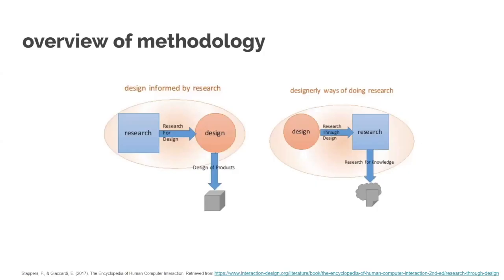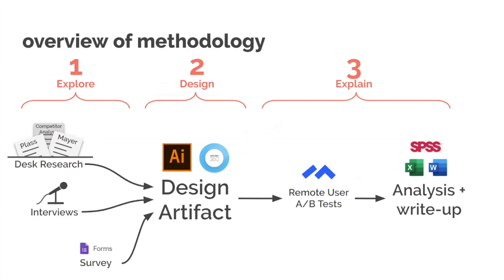So the methodology employed here is a research through design approach that begins with research for design. The research for design begins with desk research, competitor analysis, and a review of the literature. That educates the interviews which were conducted with experts in the field. And then, using both the desk research and the interviews and the insights gleaned there, a survey was conducted to understand the audience. And taking this information, it went into the design of an artifact. And this artifact would then be using emotional design theory in a learning environment. And that was tested using Maze, which is an online remote testing tool, and it was analyzed in SPSS.